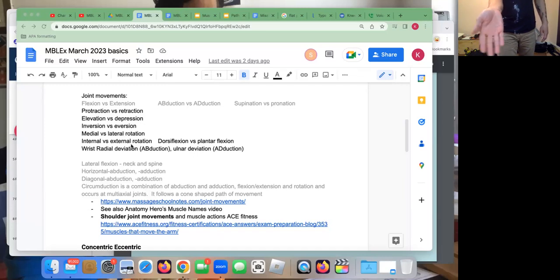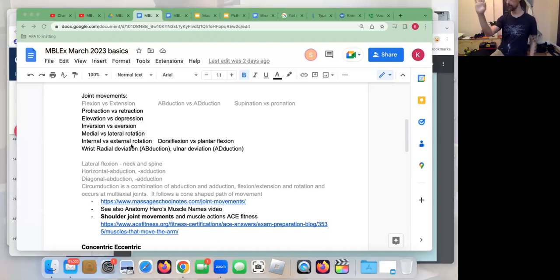This is anatomically correct. Now flip your wrist over like this, right? And then do ulnar deviation, radial deviation, ulnar deviation, radial deviation. Look at your hand. Now turn your hand like this and do ulnar deviation and radial deviation.